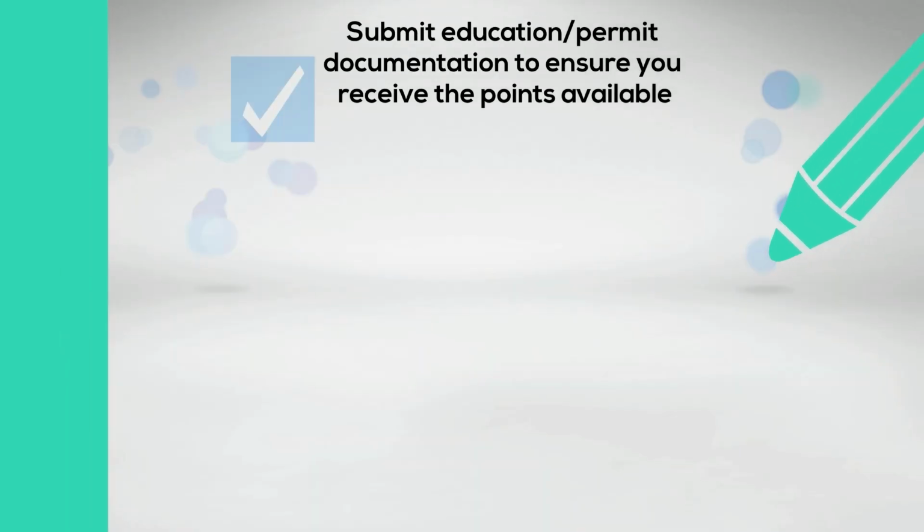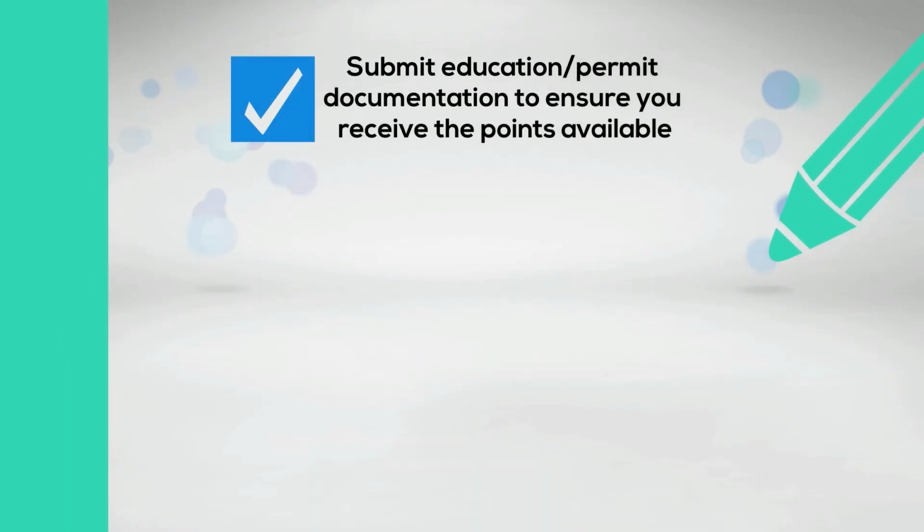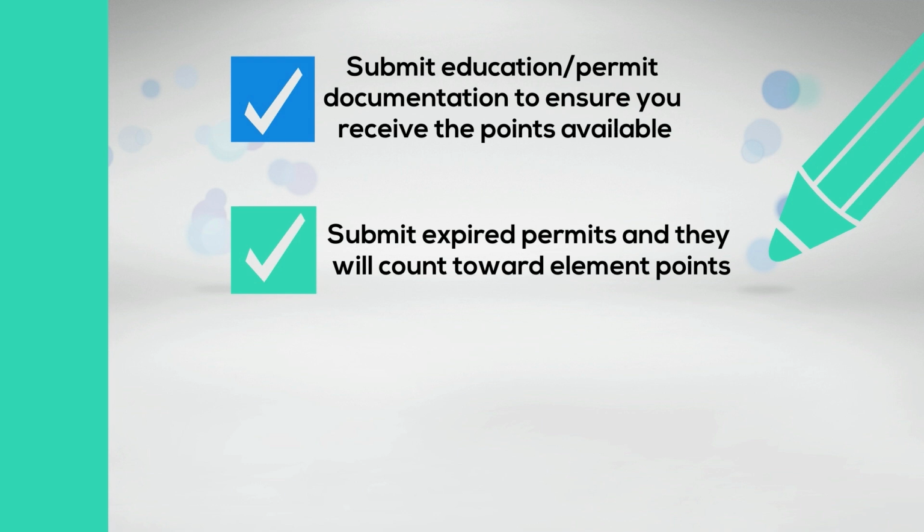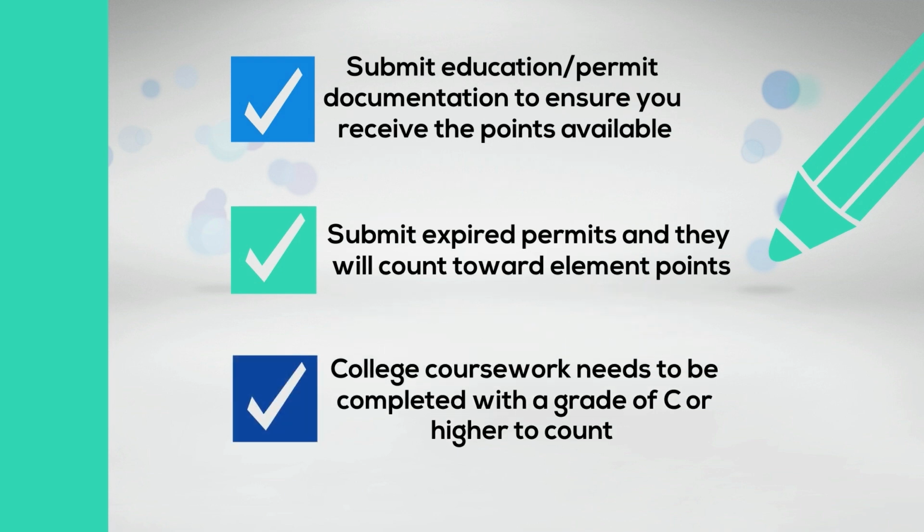A few tips and reminders. It is important to submit your education and permit documentation to ensure you receive the points available. You can submit expired permits and they will count towards element points. College coursework needs to be completed with a grade C or higher to count.